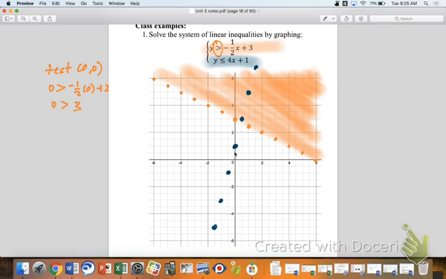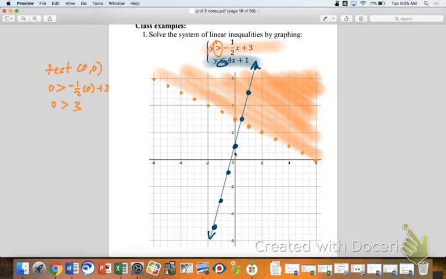I know this one. So is my blue line going to be dotted like the orange one, or is it going to be solid? Why is it going to be solid? Less than or equal to. It's the or equal to, isn't it? Okay, so I'll try to get a good solid line here. Something like that.